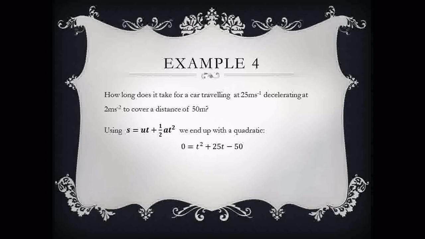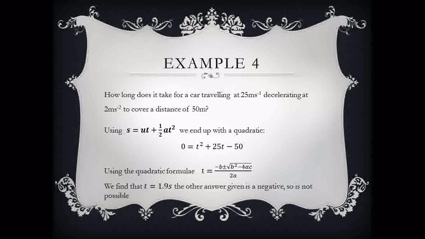So we're going to use the quadratic formula to solve this, which I've given here, where a is 1, b is 25, and c is minus 50. Don't forget your minus sign. So we're going to get two answers from this. However, we know one is not possible because it's a negative and we're talking time, so we can't have a negative. Therefore, we find that t is 1.9 seconds.